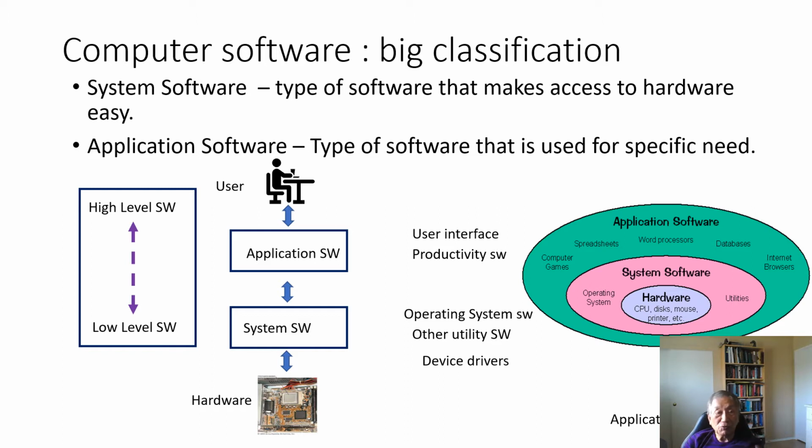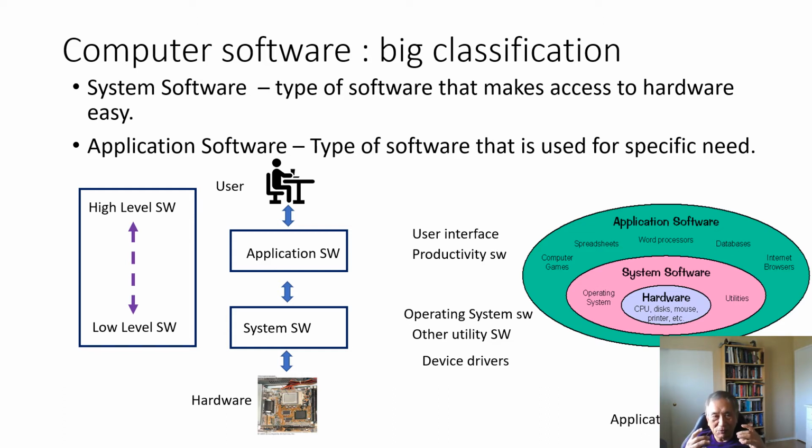So there are two big categories: system software and application software. System software is a type of software that makes accessing hardware easy. Hardware is electromechanical devices. There is a lot of electronics, very tricky, highly electrical-engineering-related sets of instructions that change the voltage, make some motor change certain values. So that is not good for lay people.